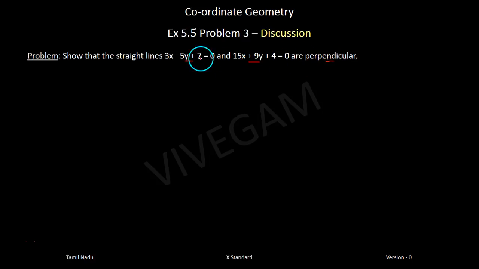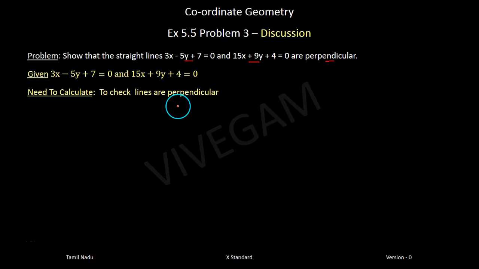So how will you do it? Find the slope of this straight line. Find the slope of this straight line and multiply both the slopes, and if they are equal to minus 1, the lines are perpendicular, right? So that's the key condition. So let's list what is given in the problem. The two equations are given of the straight lines. We are asked to show the lines are perpendicular.